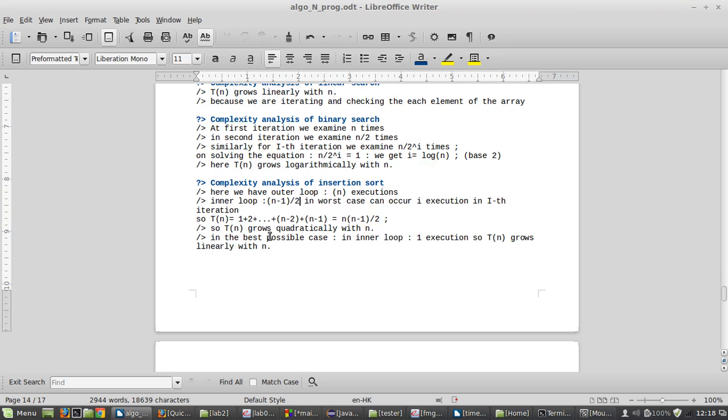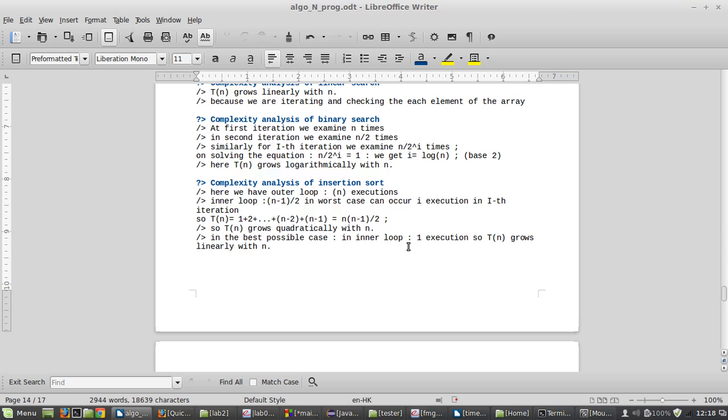So overall, when you combine both concepts, that is n times n minus 1 by 2, your complexity becomes n times n minus 1 by 2. So overall, you will get a form like n square. Okay, so that is quadratic, right? So now the complexity grows quadratically with n.